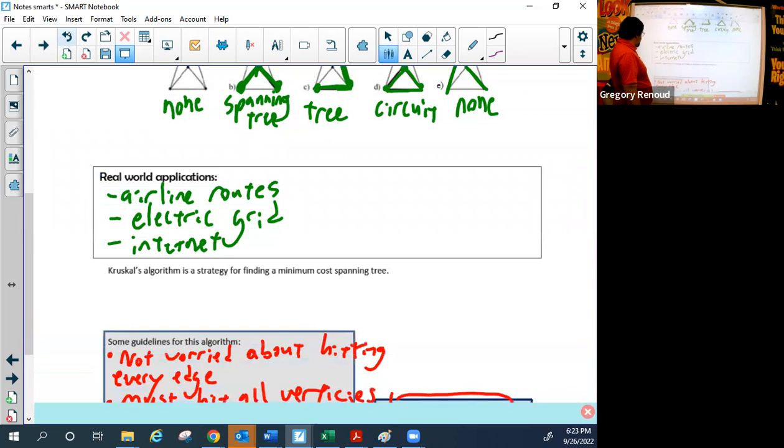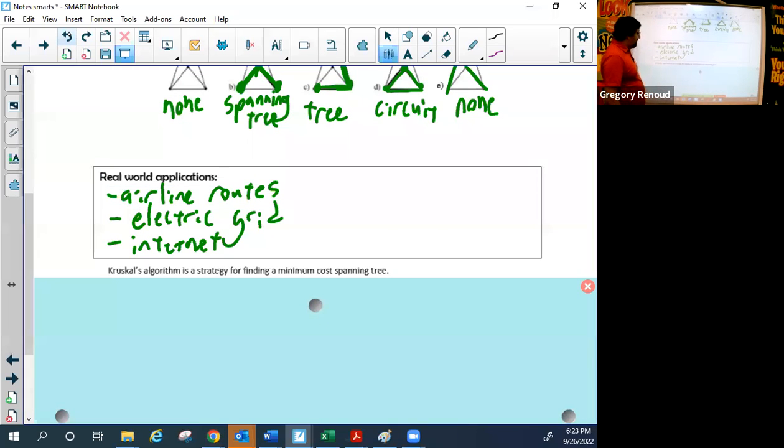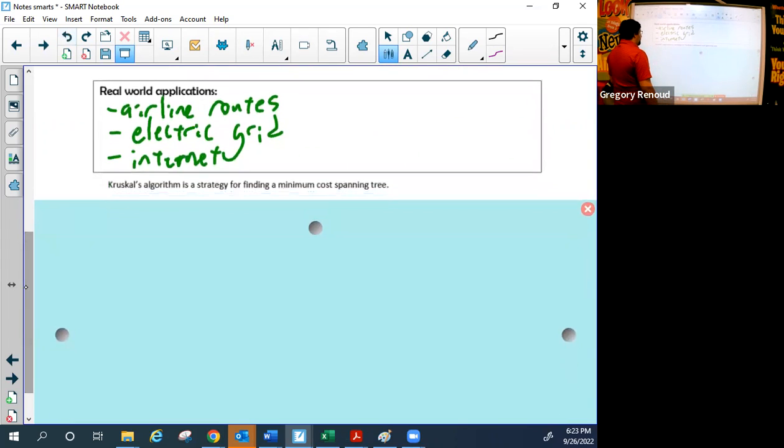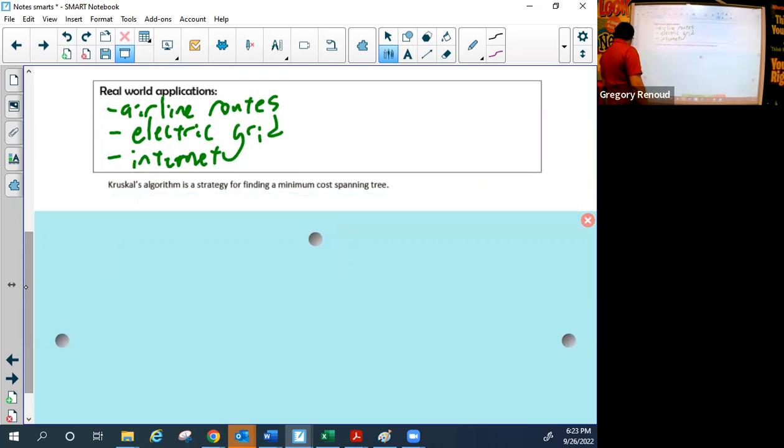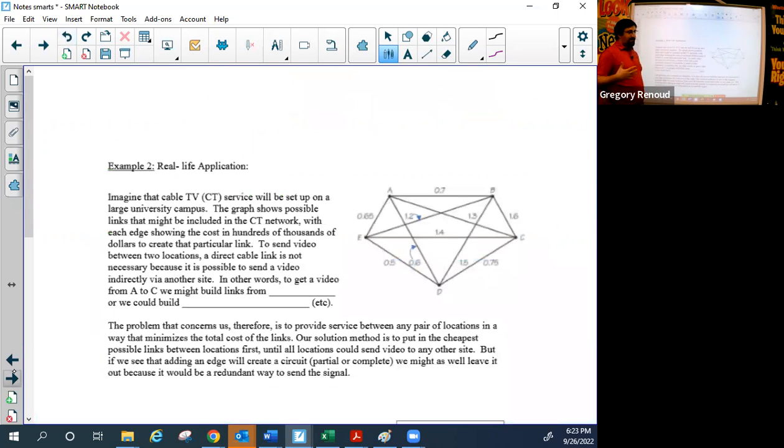So here's some real world examples for you. Airline routes would be a good example of why we'd use a spanning tree. Same thing with an electric grid. We'll see an example of that in a second. Or maybe internet providers. Kruskal's algorithm for strategy. Let's actually do an example first, because I think once you see an example, then the algorithm makes a lot more sense.